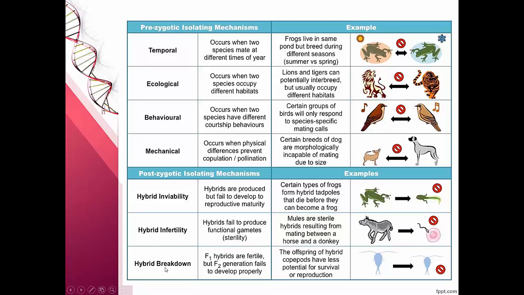All right, and then we get hybrid breakdown. So you get two parents and then you mate them together, and this is the F1 generation, the first offspring produced by the parents. They are fertile, but then the offspring of the next generation fail to develop properly. An example of this is in copepods. They have less potential for survival or reproduction.